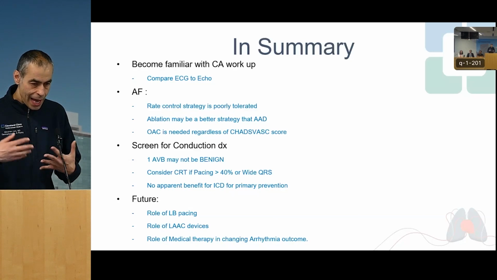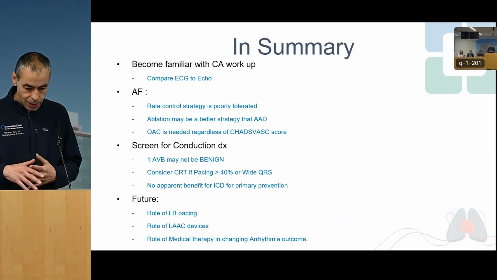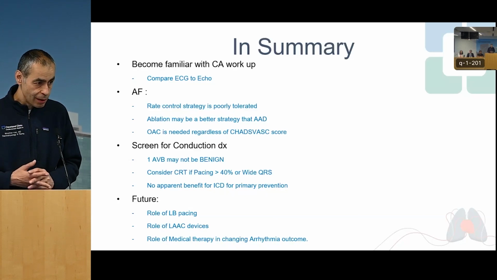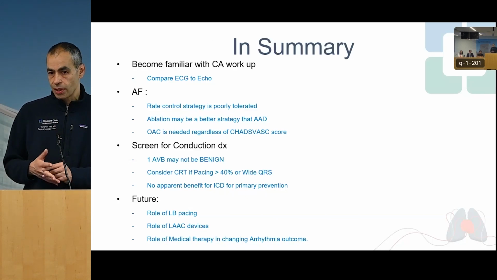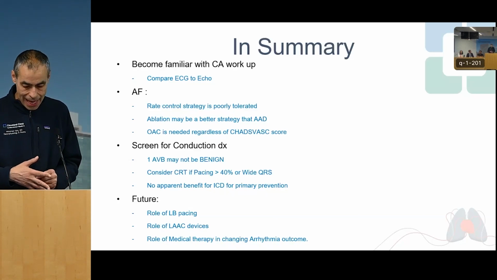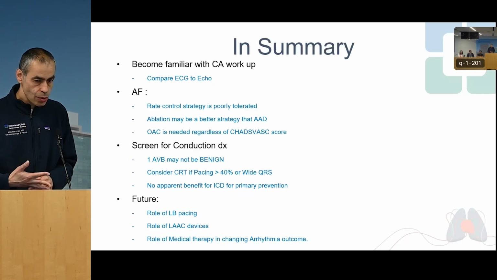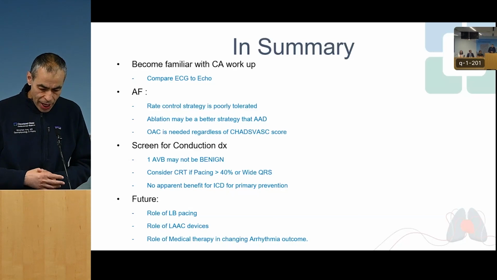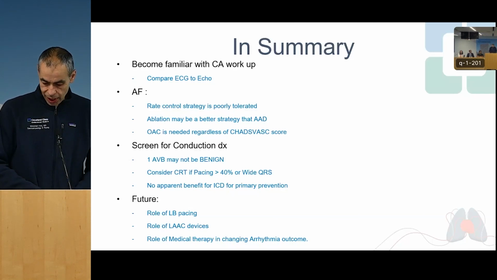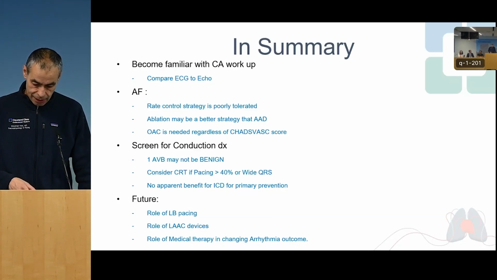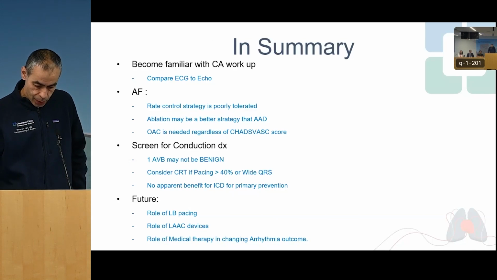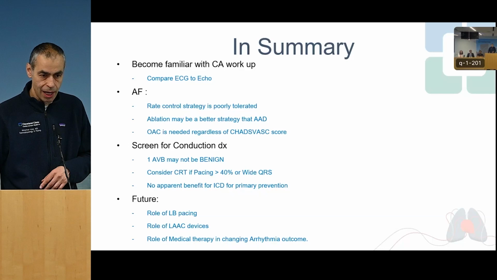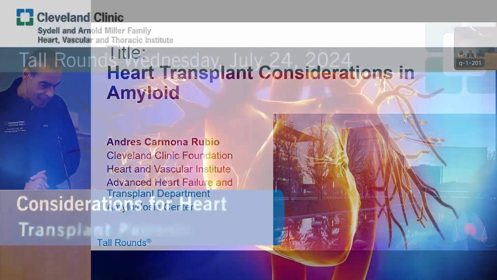So in summary, AFib is not uncommon in cardiac amyloidosis. Try to get them in rhythm, treat them with oral anticoagulation, screen for conduction disease. First-degree AV block is not that benign. It can progress. Use CRT therapy if you need to pace them. And we definitely have some work to do when it comes to the role of left bundle pacing as well as left atrial occlusion in this individual, and more importantly, whether the medical therapy for amyloidosis will change the arrhythmia outcome in these patients. Thank you very much.